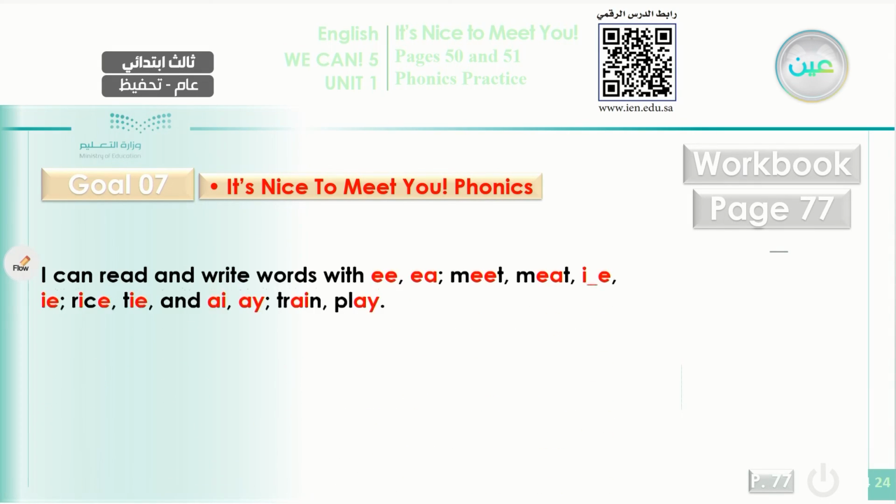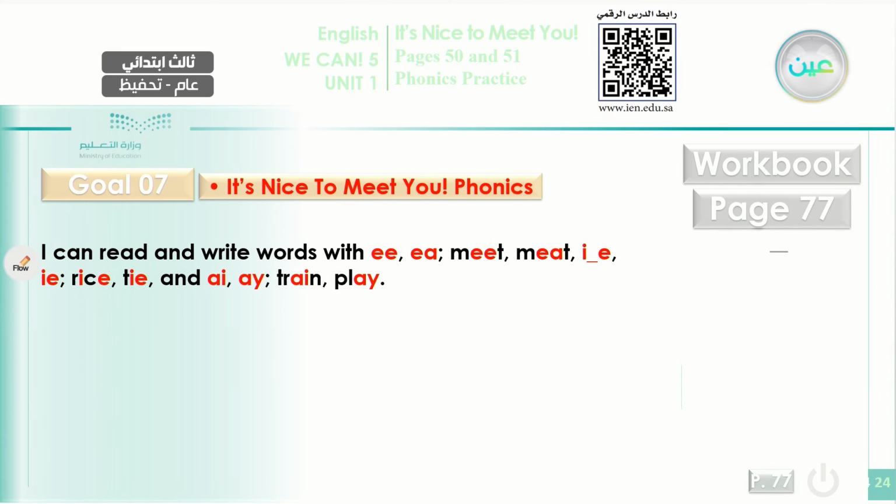Now the goals. Now we want to read and write the words with EE, EA, as in meet and meat, which can be pronounced the same, but with different spelling. Okay. Also, IE as in rice, IE as in tie. Also, AI, AY as in train, as in day. Okay. Also, you are recommended to listen to CD number 3, recording number 8, to learn more about the pronunciation of these words.